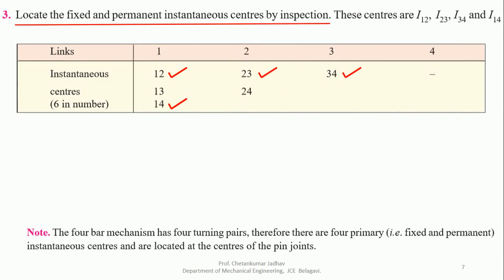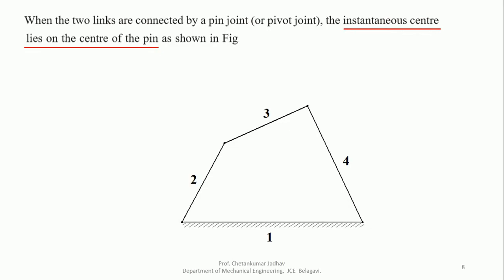Step number 3. In this step, we can locate the fixed and permanent instantaneous centers by visual inspection. That is, we can locate I12, I23, I34 and I14 by visual inspection. Students, let me explain how to locate the fixed and permanent instantaneous centers by visual inspection.